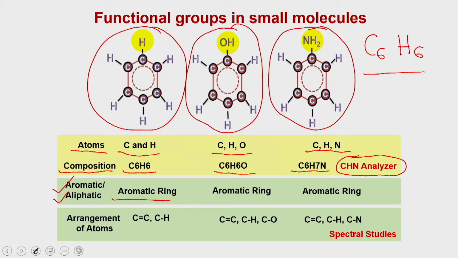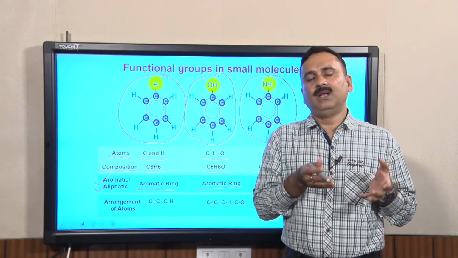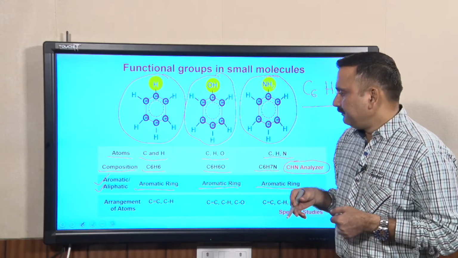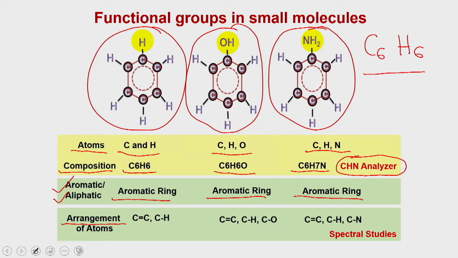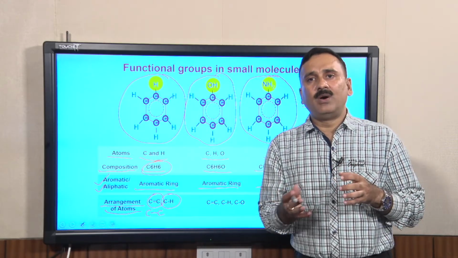In these cases all the three compounds have the aromatic ring, but you can do a set of reactions, and those reactions are going to tell you whether the compound is aliphatic or aromatic in nature. Then you can also do a third analysis, and that is called the arrangement of atoms. So, now we know that this compound contains carbon and hydrogen, but whether the carbons are present in a single bond or in a double bond, whether the carbon has a bond with the hydrogen, what is the nature of that particular bond, and so on.